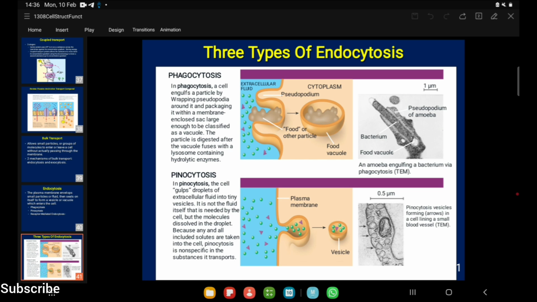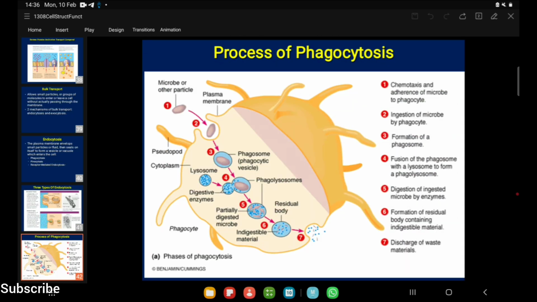Next is pinocytosis. In pinocytosis, the cell gulps droplets of extracellular fluid into tiny vesicles. It is not the fluid itself that is needed by the cell, because all included solutes are taken into the cells. Pinocytosis is non-specific in the substance it transports.